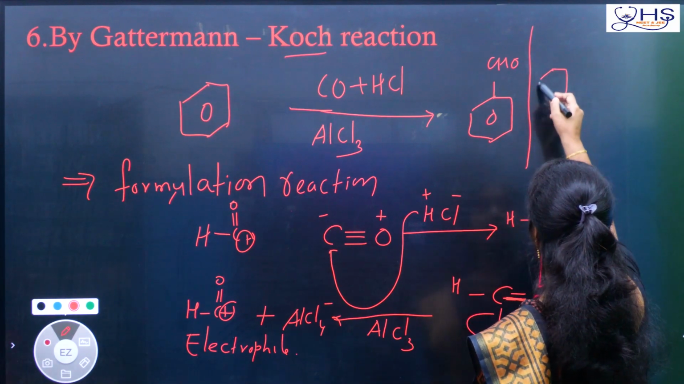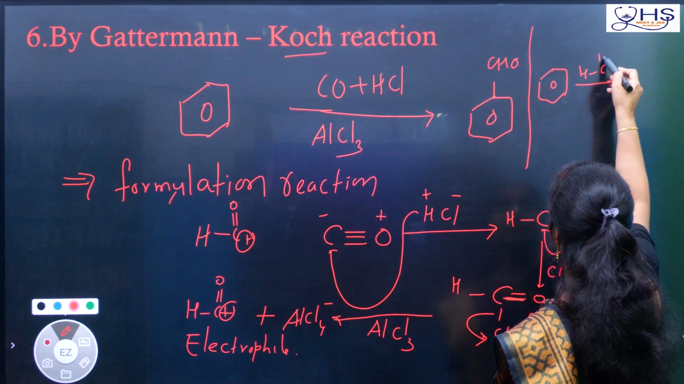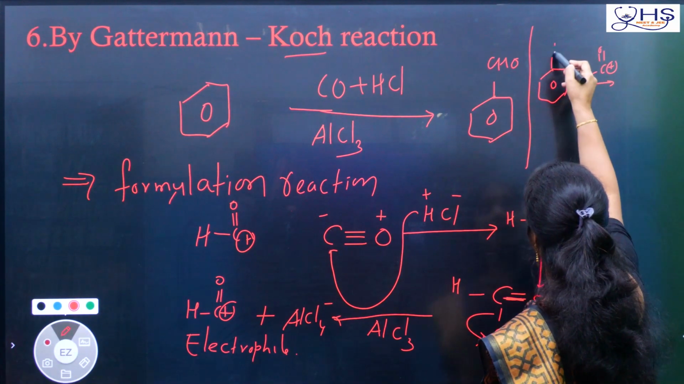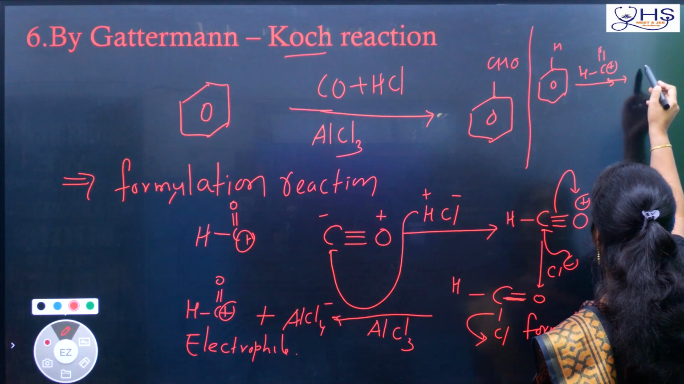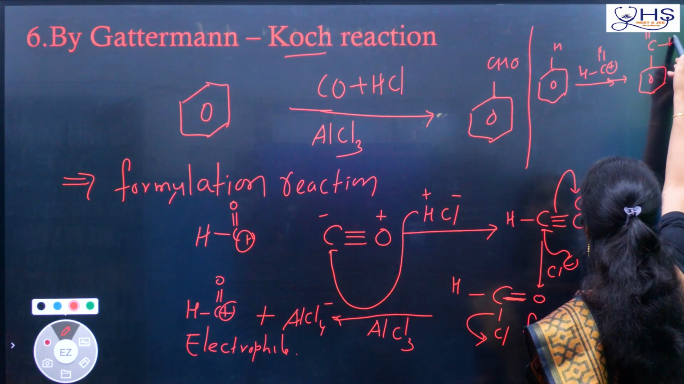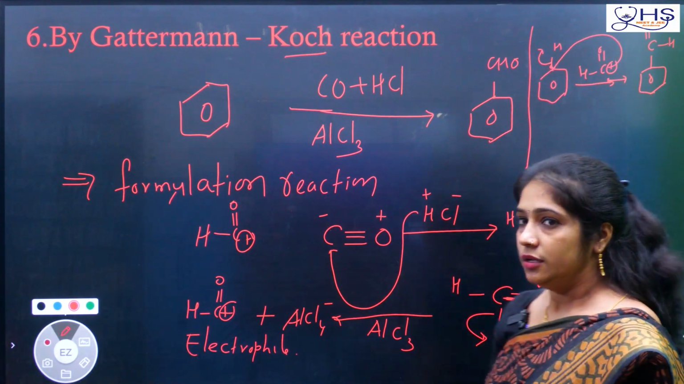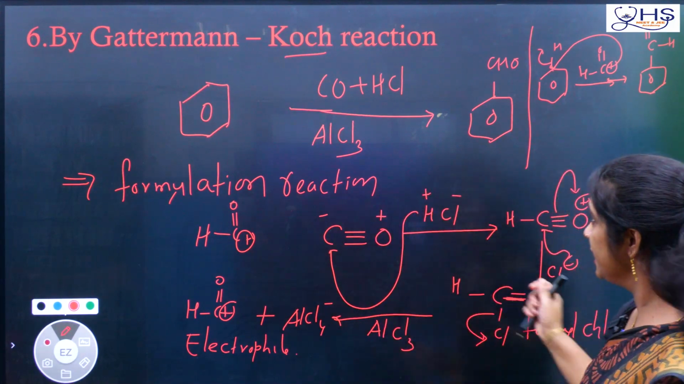So I am having the benzene ring. Here, what is this electrophile? HC double bond O plus. So from the benzene ring, hydrogen is there, H plus will be replaced with this group. So what you will get? C double bond O H. So this will attack over here and this hydrogen will be taken. Okay. So this is actually the Gattermann-Koch reaction.